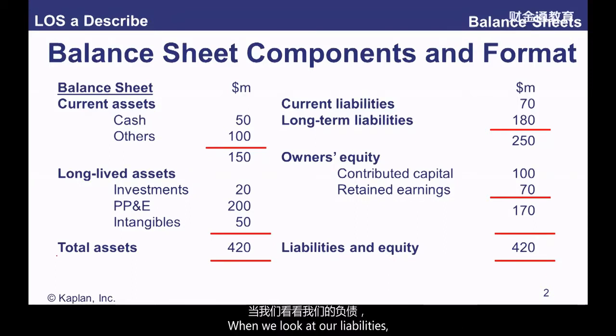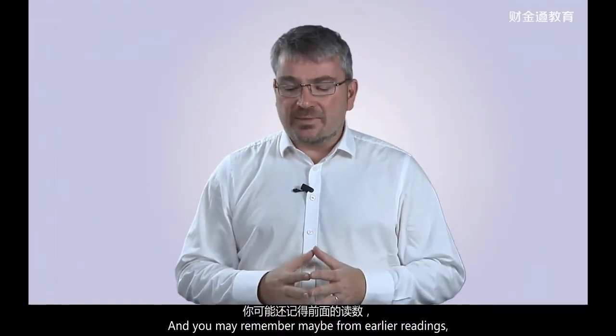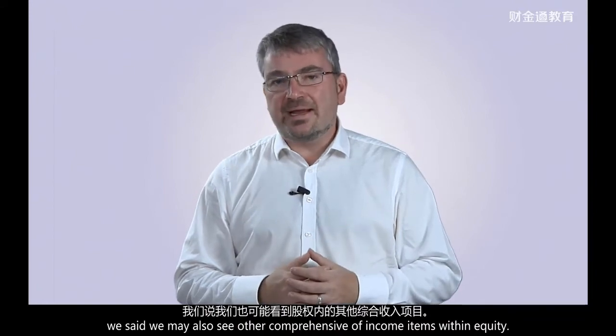When we look at our liabilities, and remember these are amounts owed to third parties, we can see that those are split into two types as well. Our current liabilities, so liabilities falling due for payment within the next business cycle, and our long-term liabilities, liabilities falling due for payment after the next business cycle. And again, we'll describe those terms in more detail a little later. And there's our owner's equity, comprising of contributed capital and retained earnings. Now you'll remember maybe from earlier readings that we said we may also see other comprehensive income items within equity.